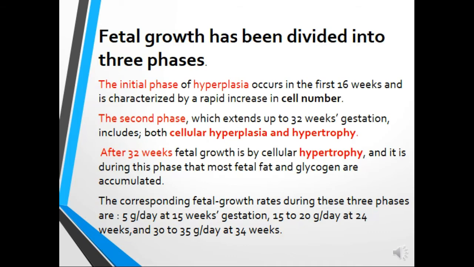Fetal growth has been divided into 3 phases during the pregnancy. The initial phase of hyperplasia occurs in the first 16 weeks of gestation and is characterized by a rapid increase in the cell number. The second phase, which extends up to 32 weeks gestation, is characterized by both cellular hyperplasia and hypertrophy. After 32 weeks, fetal growth is characterized by cellular hypertrophy, and during this phase, the most fetal fat and glycogen are accumulated.